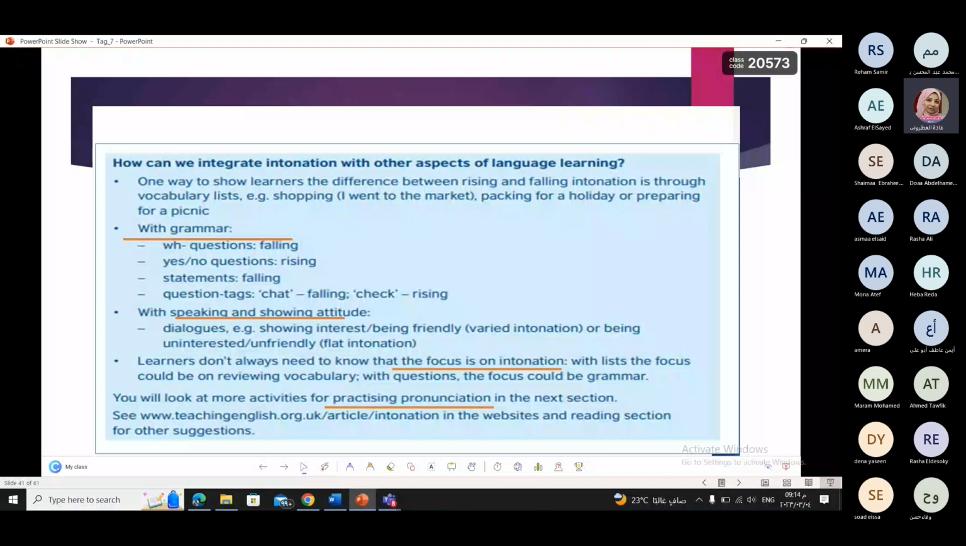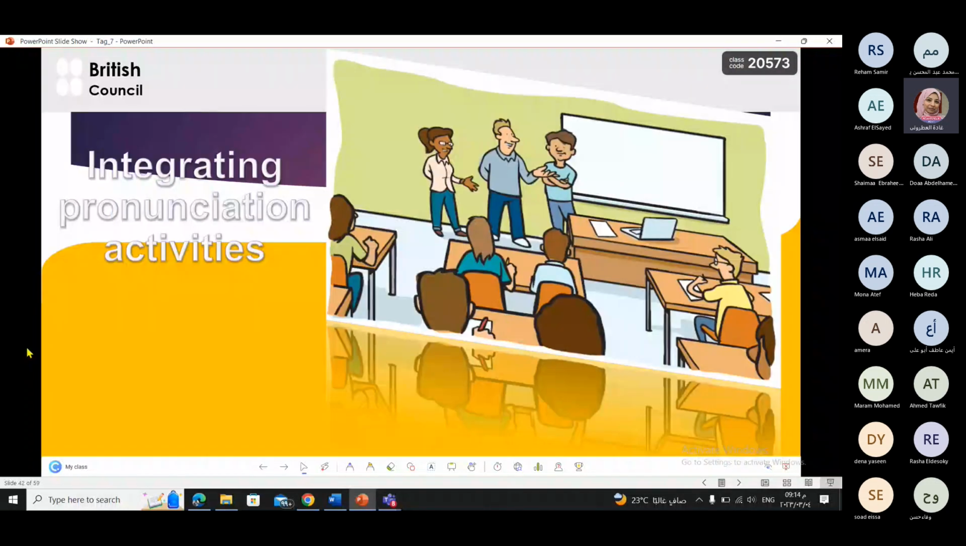Okay, perfect. So this is the last part of our session today. We are going to have some activities like games or dialogues in which we are going to learn as teachers how we can integrate pronunciation in other language lessons. But before we do this, let's have some fun with tongue twisters.